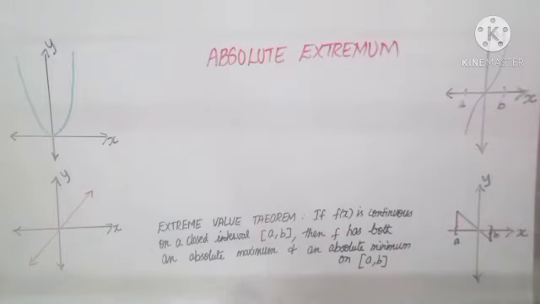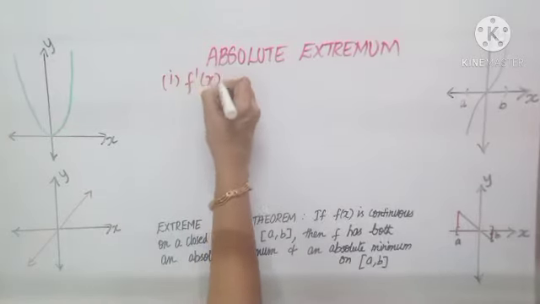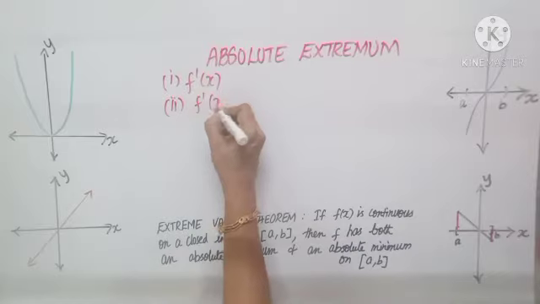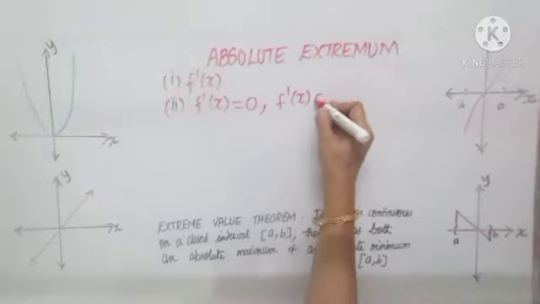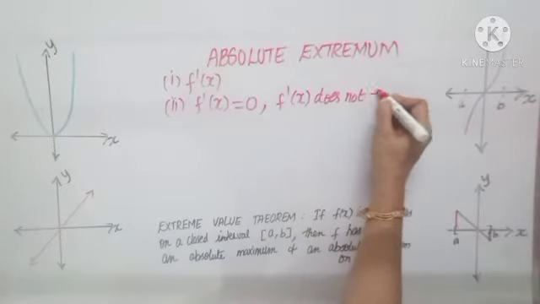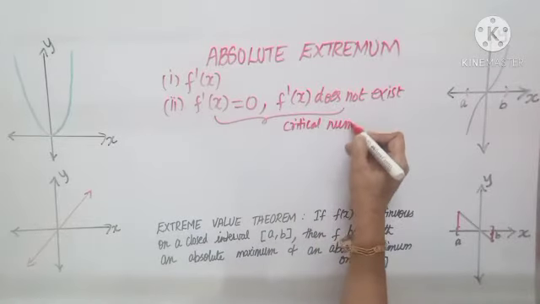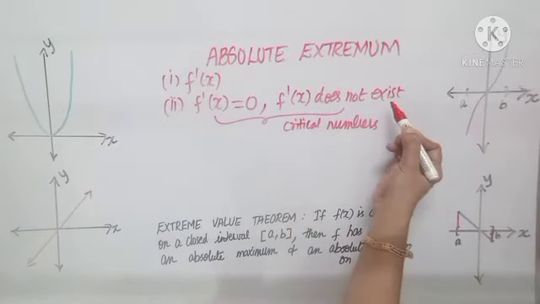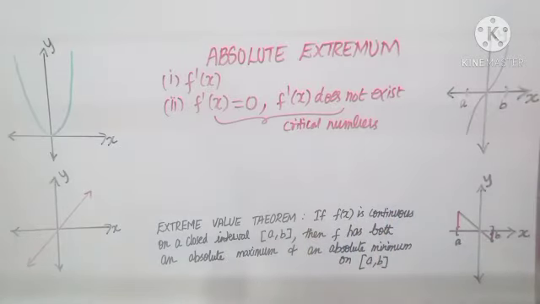So how to find out this absolute extremum? Using the calculation. Very first step, find out f dash of x. Second step, find out where f dash of x is becoming 0 and where f dash of x does not exist. These two together I will call critical numbers. So check where f dash is 0 and f dash of x does not exist, and hence we find out the critical numbers.